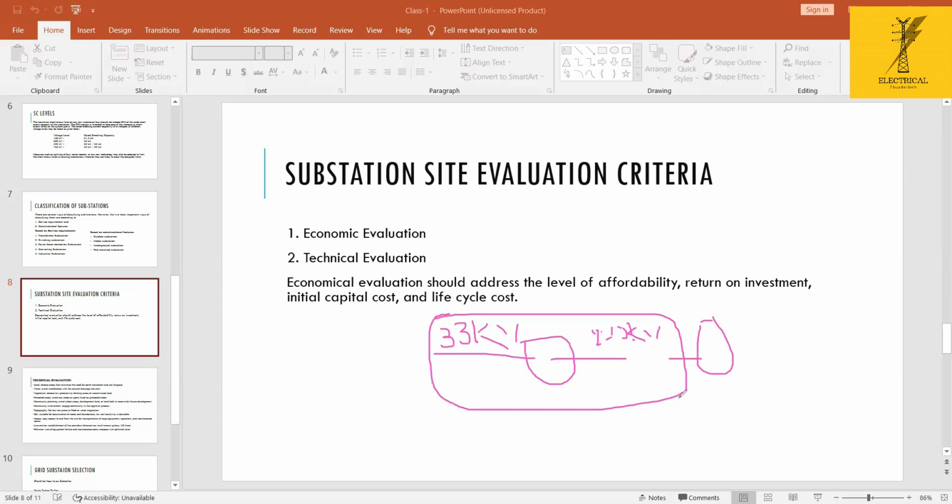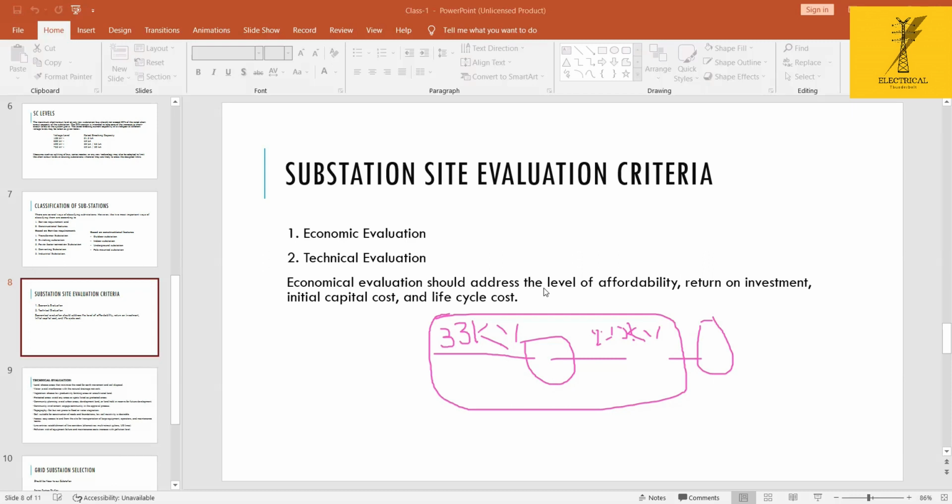Suppose we were awarded the project in one location, and if I send all you guys to that location, and if I ask you to select the substation location for our project, then what are the things you will check at the site? Let's see those. So obviously, the substation site evaluation is to be done in two ways. One is the technical, the other one is the economical.